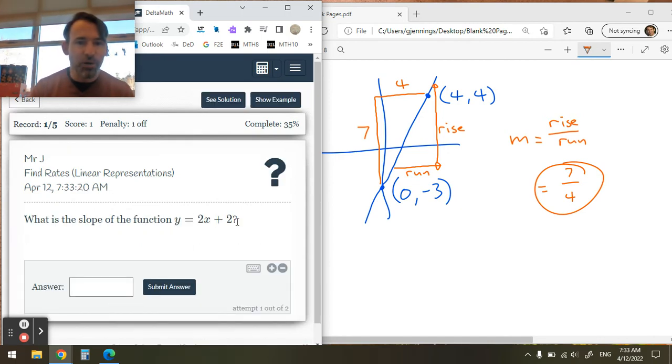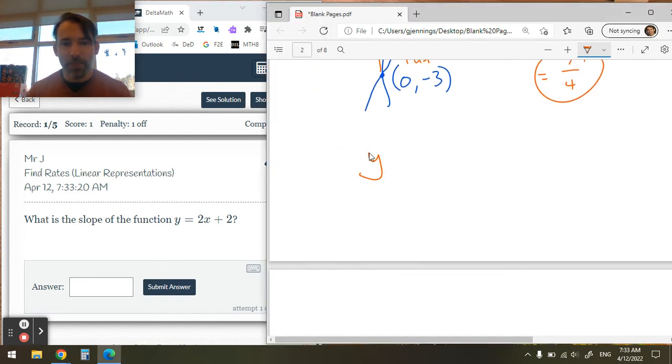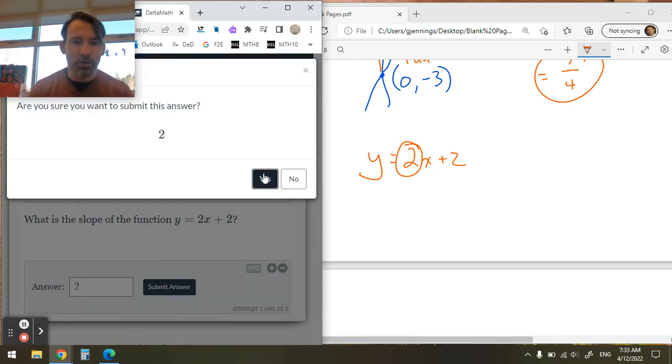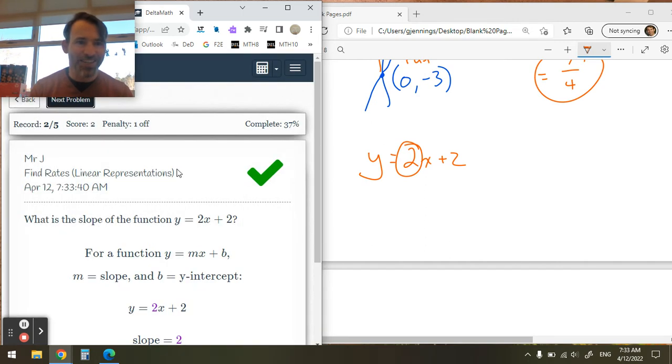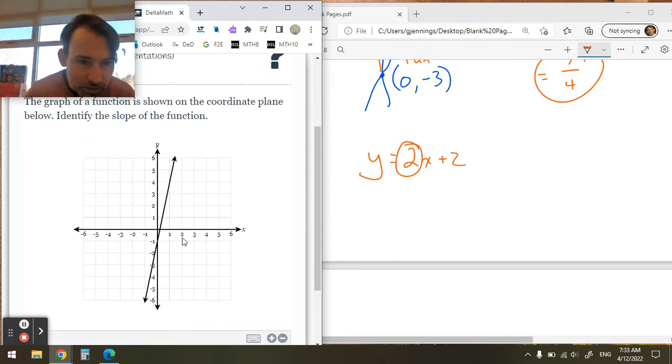Let's take a look at another one. Okay, what is the slope of the function y = 2x + 2? Well, y = 2x + 2. Here it is written out, 2x + 2, and this is the slope. Whatever the coefficient of x is, that's your slope. And we'll take a look at some examples of that together soon. But for now, that will get you through those problems if you've gotten this far.